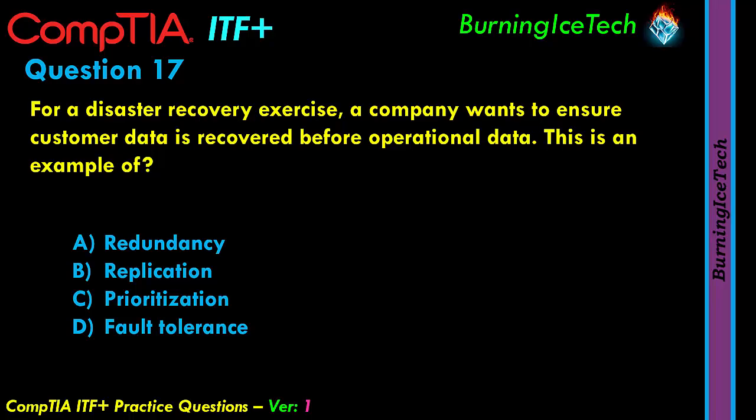So we want to know, what do we call it if I recover one kind of data before the other kind of data? That will be answer C, folks. Prioritization. So if I am trying to recover one type of data before I recover other kinds of data, because we've had a failure here, or at least we're simulating a failure, and we are trying to recover at this point in time, or at least pretending to recover. And if I am prioritizing one type of data over the other, it's called prioritization.